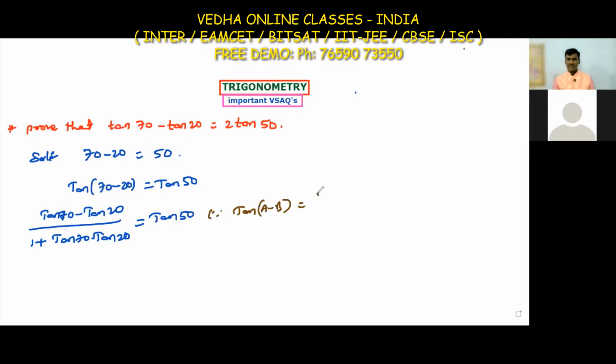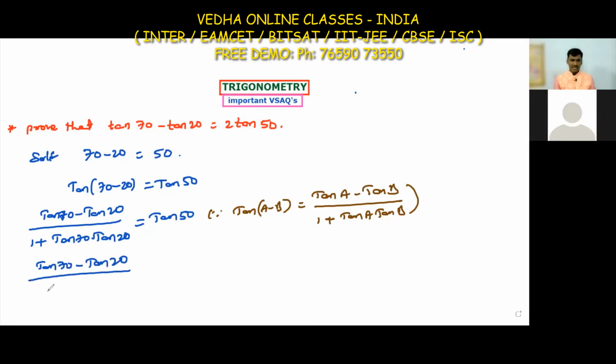What is tan A minus B formula? That is tan A minus tan B whole divided by 1 plus tan A into tan B. Okay, so now here this tan 70 is as it is, minus tan 20, divided by 1 plus tan 70. 70 I am writing as 90 minus 20, into tan 20 is equals to tan 50.